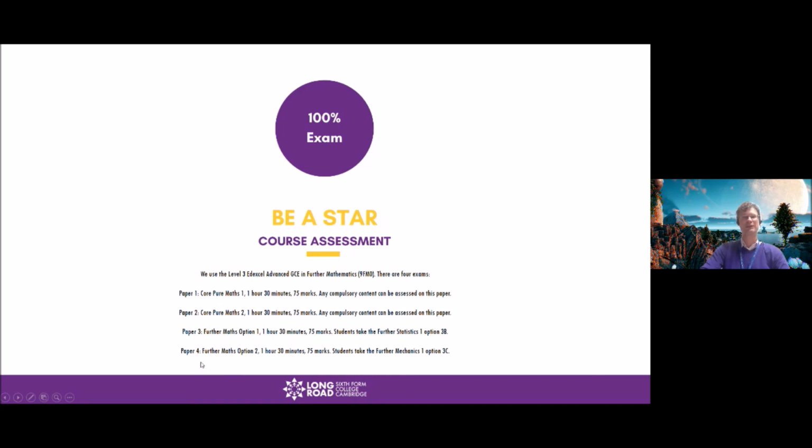And then you've got paper 3 and paper 4, which are the options. In our case, paper 3 is further stats 1, and paper 4 is further mechanics 1. The reason they've got a 1 there is because you can do further stats 1 and further stats 2. So you can do lots of extra stats or lots of extra mechanics, but those are the options that we choose to do. You can use calculators for all those exams, and as I said, each of those exams covers questions from the whole of the course, from the first and from the second year.